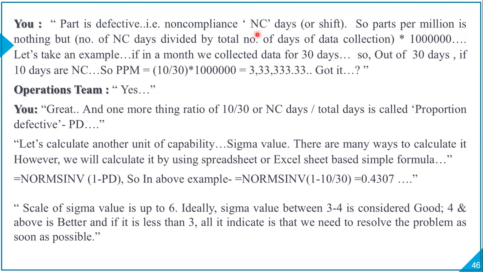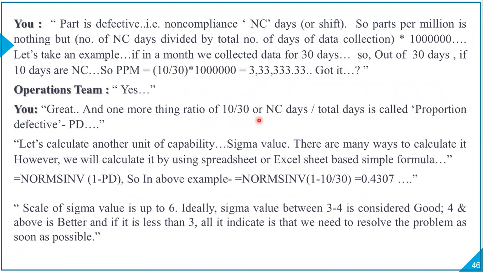So parts per million is nothing but the number of NC days divided by the total number of days of data collection, into 10 lakhs, which is also called 1 million. Let's take an example. If in a month we collected data for 30 long days, and out of 30 days, 10 days are NCs, that is non-compliance days, then PPM would be 10, which is the NC days, divided by the total number of days we collected the data, that is 30. So 10 by 30 into 10 lakhs, which is 1 million, is equal to 3,33,333.33 PPM. Got it? Operations team: Yes. You responded, great.